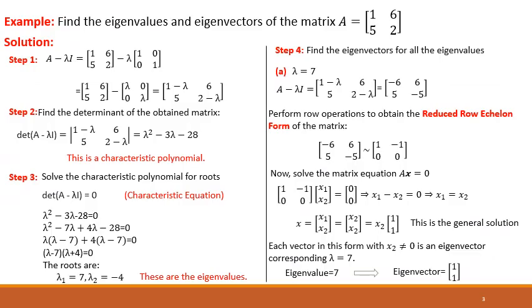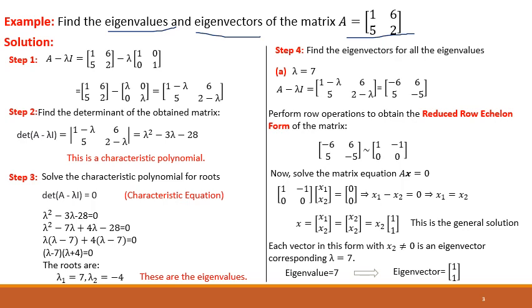Let's try to understand the concept of eigenvalues and eigenvectors with the help of an example. In this example, we will find the eigenvalues and eigenvectors of the matrix A. And our matrix A is a 2 cross 2 matrix.